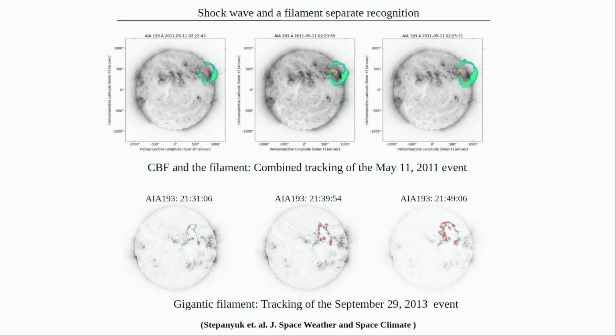So here we present some examples of the tracking, separately for CBF and the filament, for the event that took place on the 11th of May 2011 on the upper part of the image. Essentially, from the point of view of image processing, these are very different parts, so obviously it's two separate setups. Also, we have to process on-disk features and on-limb features separately, because from the point of view of statistical distribution of intensities, they are totally different.